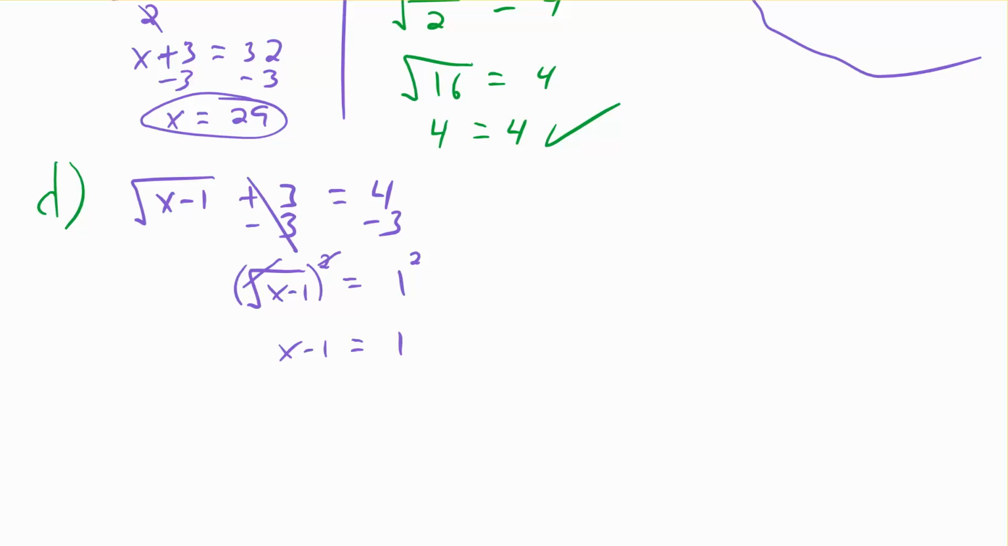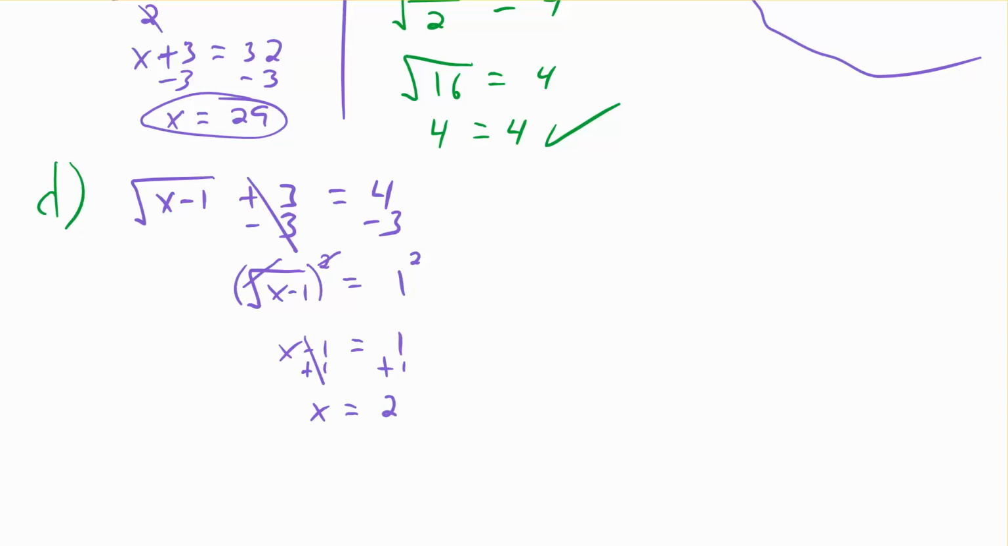Last thing, get rid of this negative 1 or minus 1 I've got sitting there. I'm going to add 1 to both sides. So that negative 1 and positive 1 equals 0, so they're gone. I have to add 1 to that side. And I end up with x is equal to 2.